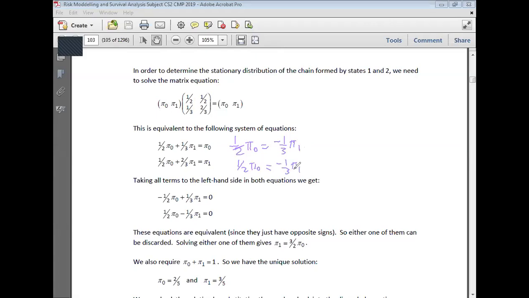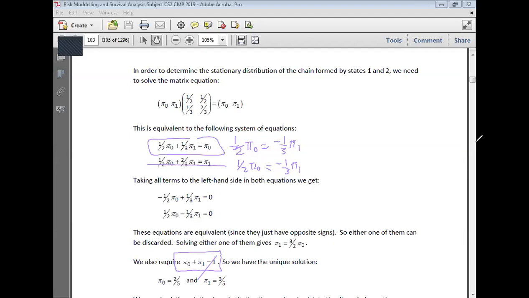So you see, you will have to discard one of these equations. You say, I'm not going to take this equation into consideration, and you only work with this one, and then you also check that pi 0 plus pi 1 should be equal to 1. Then you solve this and this simultaneously and arrive at an answer. So here you get pi 0 as 1 by 5, and pi 1 as 3 by 5.